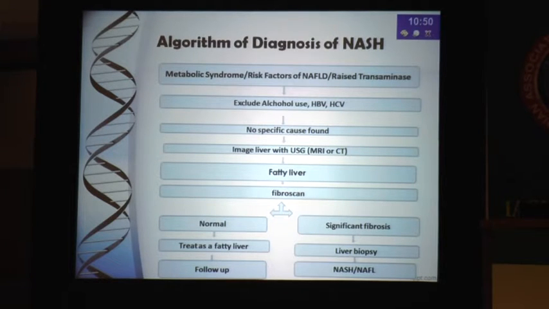If FibroScan is normal, one should treat the fatty liver and follow it up. But if FibroScan is abnormal, predicting more fibrosis, you can go for liver biopsy. If NASH comes, it should be treated accordingly. This is a simple approach for the diagnosis and management of NASH.